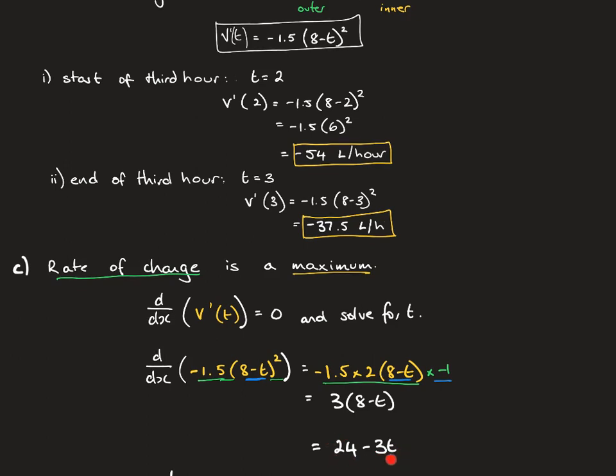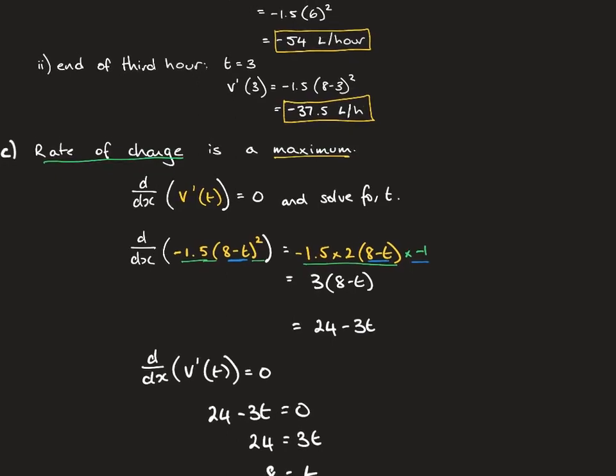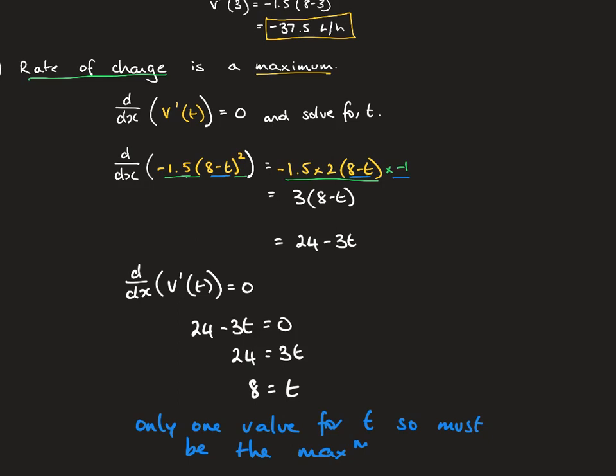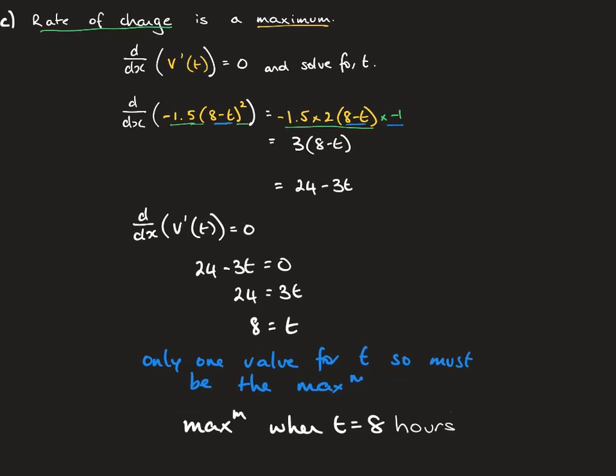And so if we set this formula equal to 0 and solve for t, we get that t is equal to 8. So we've only got one value for our function here. Sometimes when you solve to find maximum and minimum, you'll get 2 or 3 or 4. We're told it's a maximum, so because there's only one value here, that one value must be the maximum value. And so we can answer the question: maximum value when t is equal to 8 hours. Box that up at the end, question done.